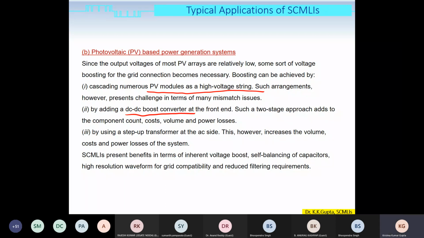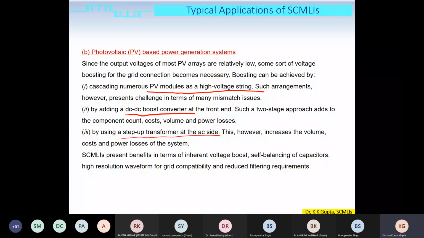But then again, this approach will become a two-stage approach. You have to do DC to DC conversion and then DC to AC inversion. So that will add to the cost, the volume, and the power losses. Another approach is to obtain a low voltage AC and step it up with the help of a transformer. But once again, the associated costs will be more and power losses will be more.